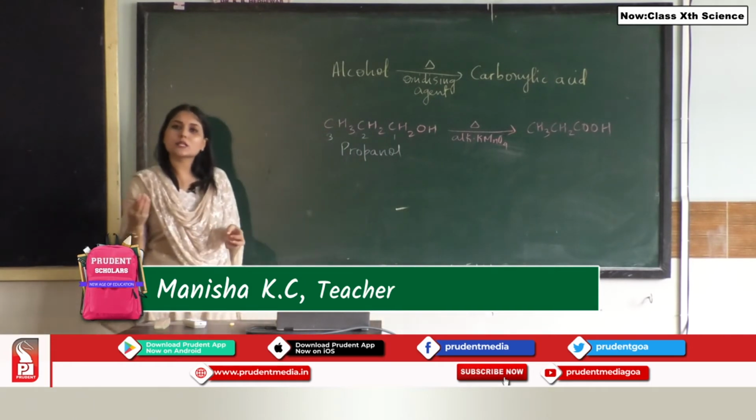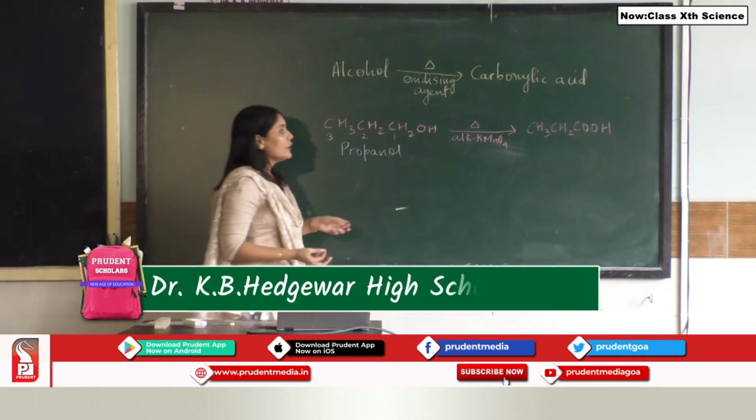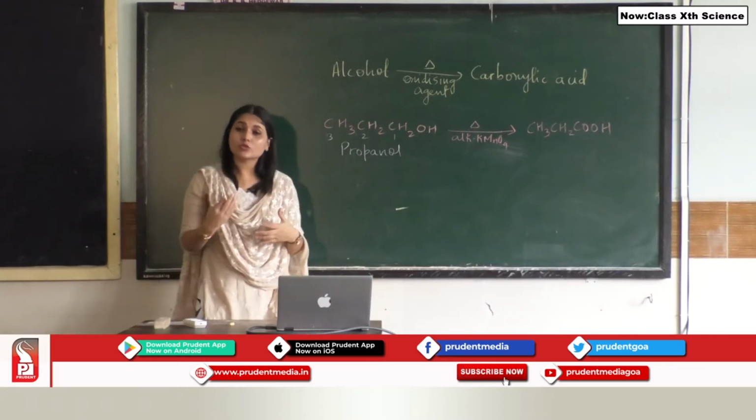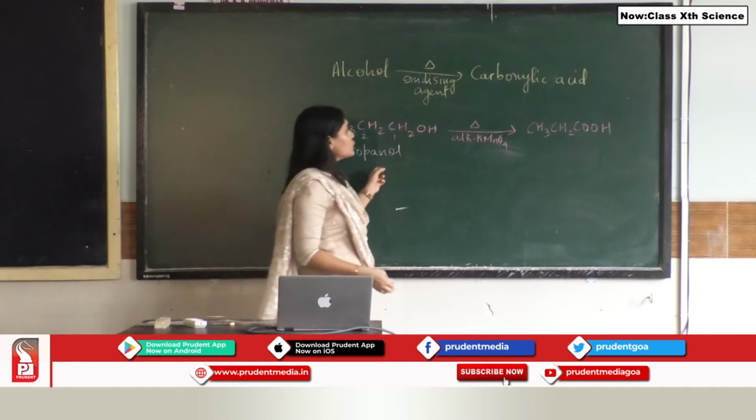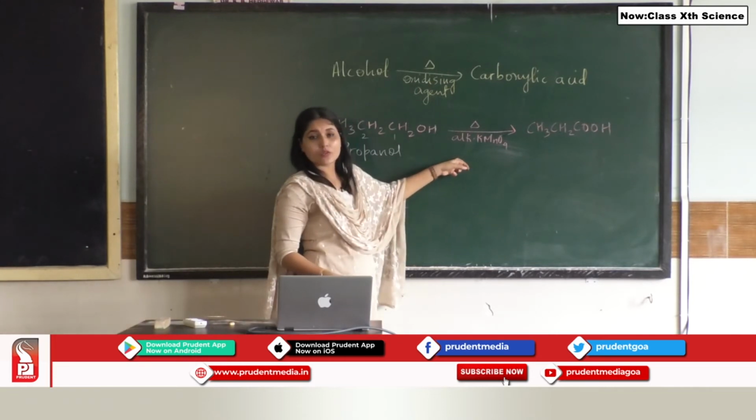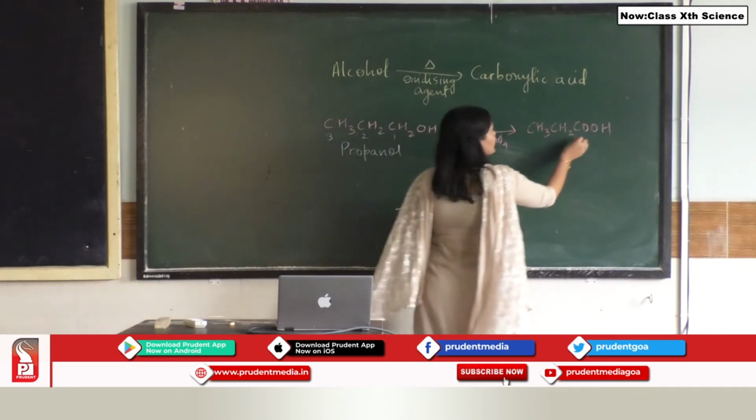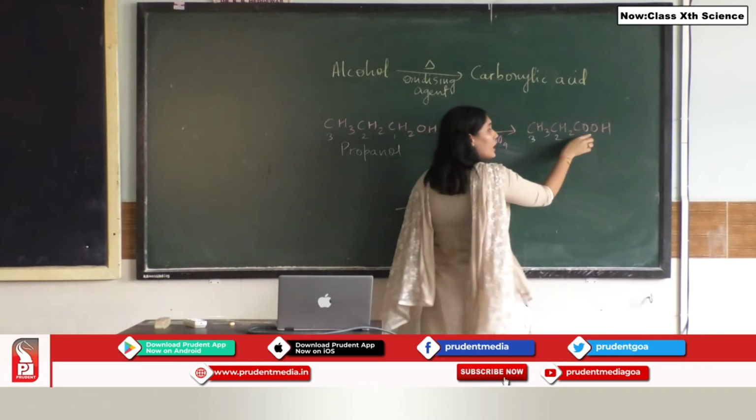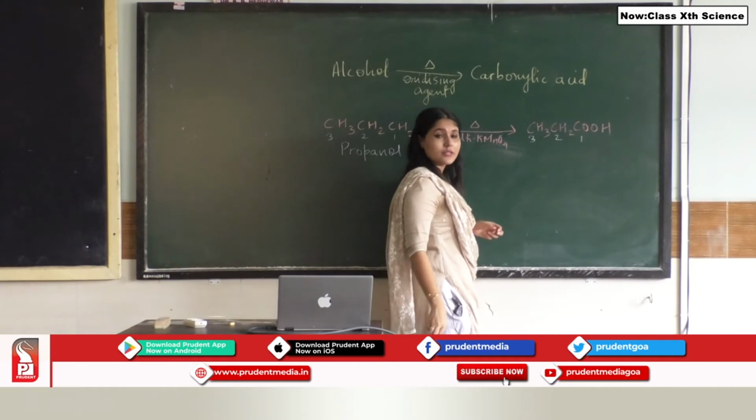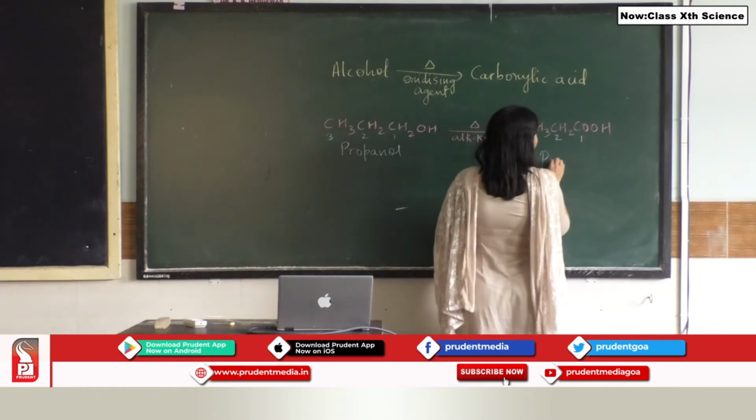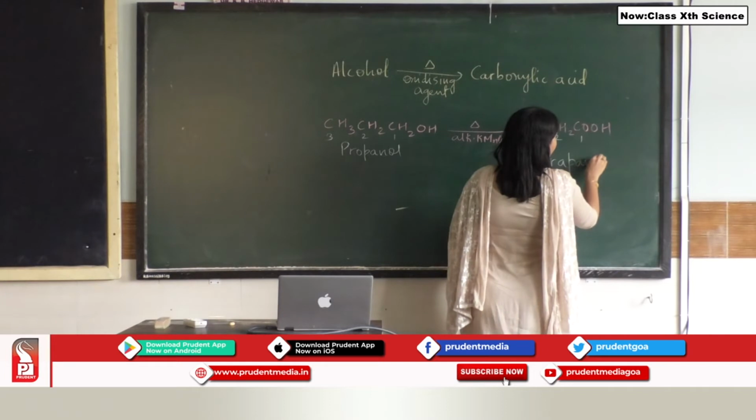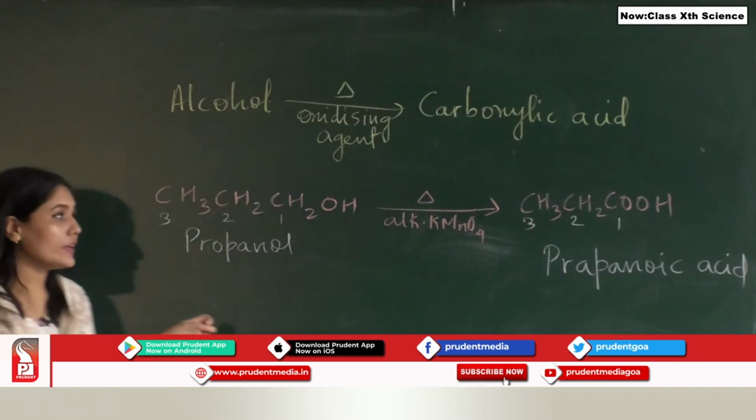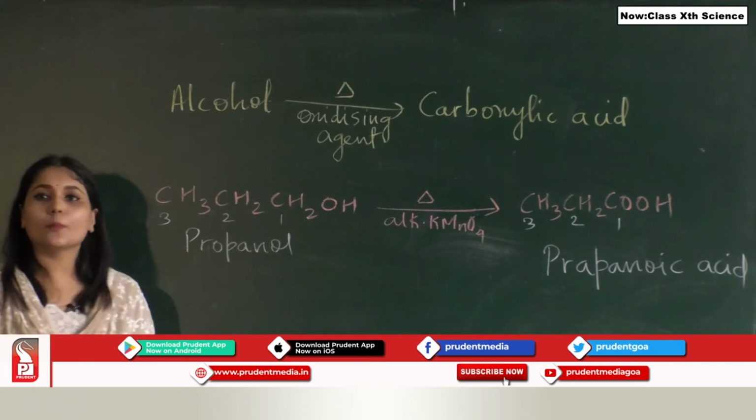Propanol on heating in the presence of alkaline potassium permanganate. Potassium permanganate is a purple colored solution. You see the number of oxygen atoms present here are 4 oxygen atoms, so imagine how strong a good oxidizing agent it is. So on heating it in the presence of an oxidizing agent, what you get is 1, 2, 3. The word root is prop, and the functional group present over here is carboxylic acid. So you are getting your propanoic acid.